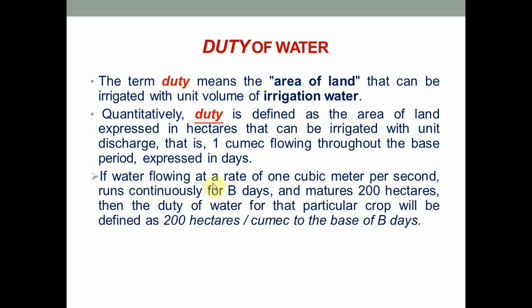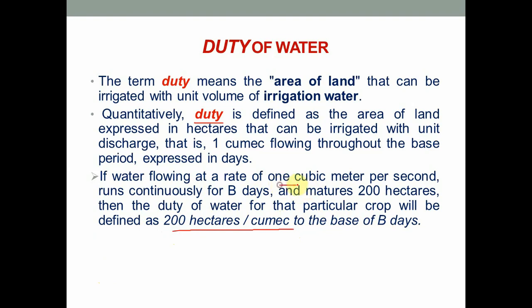Okay, now we'll see an example. If water flowing at a rate of 1 cubic meter per second, that is 1 cumec rate of discharge, runs continuously for b days. That b days is the base period, and it matures 200 hectares, then the duty of water for that particular crop will be defined as 200 hectares per cumec to the base of b days.